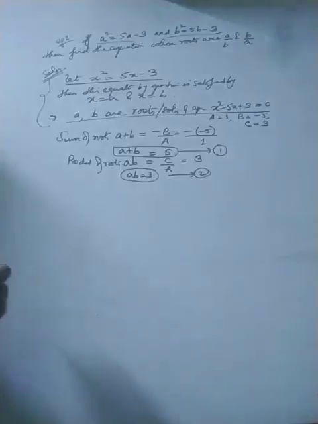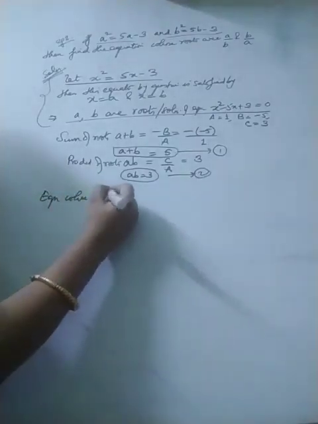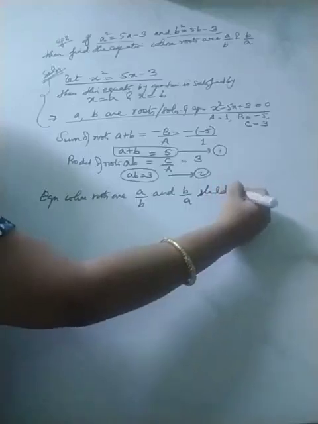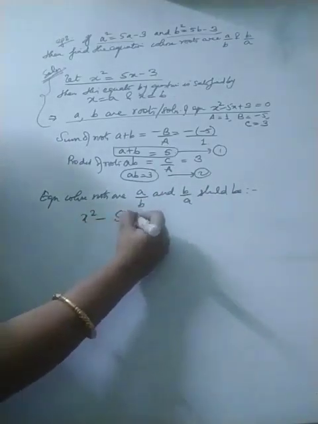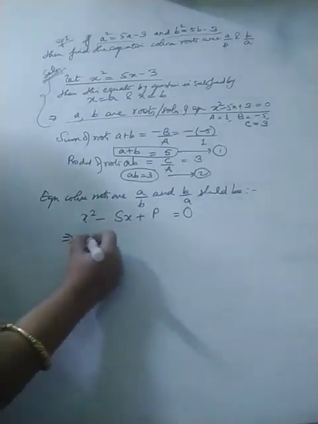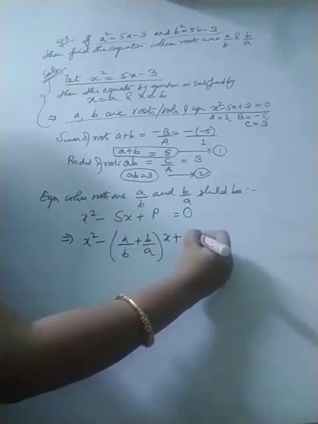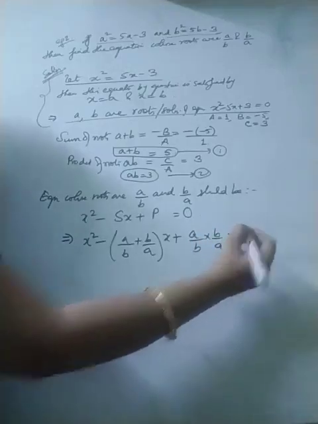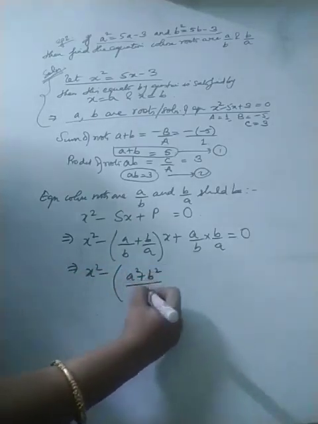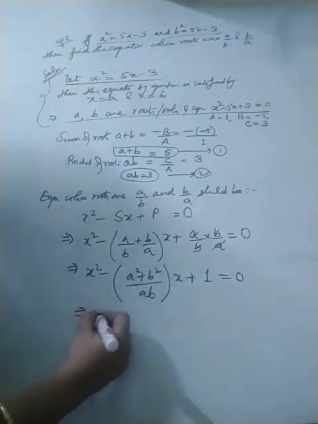They have asked you to find the equation whose roots are this. That means one root is a by b and the other root is b by a. The equation should be x square minus the sum of the roots as the coefficient of x plus the product equal to 0. In other words, x square minus, what is the sum of the roots? a by b plus b by a, this is the coefficient of x, plus the product. Their product is 1. So I have x square minus, taking the LCM, a square plus b square by ab, x, here b cancels, plus 1 is equal to 0.